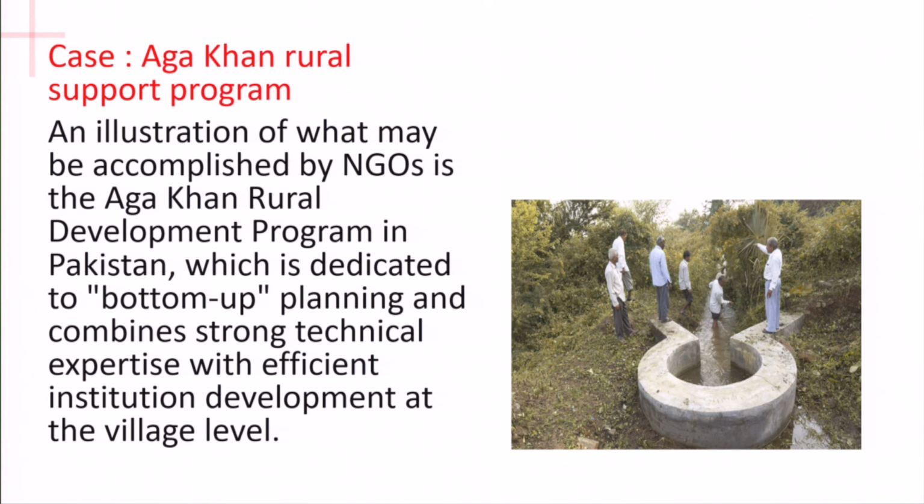The third example is the Aga Khan Rural Support Program. An illustration of what may be accomplished by an NGO is the Aga Khan Rural Development Program in Pakistan, which is a dedicated bottom up planning program, and it combines strong technical expertise with efficient institutional development at the village level. The program reached 38,000 homes, and it established around 110 women's clubs in just over 4 years, and this was for installing infrastructural projects, and it was an impetus for institution building.